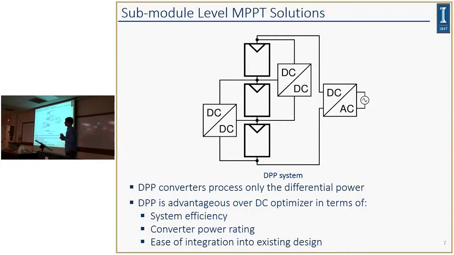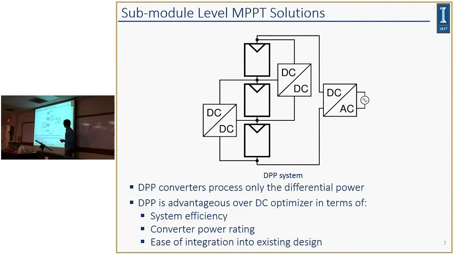But the question is, can we overcome this limitation and do better? And the answer is yes. And this can be done by differential power processing. There are many different variations of DPP architecture that has been proposed, and you are encouraged to read the paper for more reference. But what I'm showing here is element-to-element structure, which we believe is the most feasible solution for microinverter.